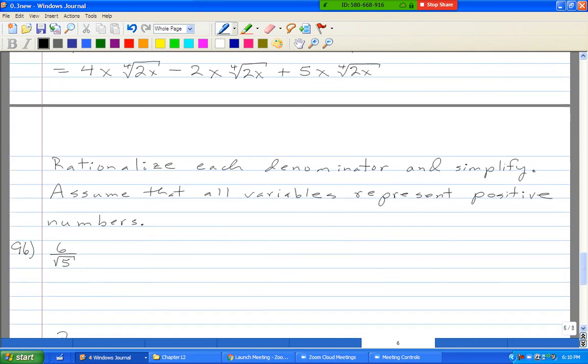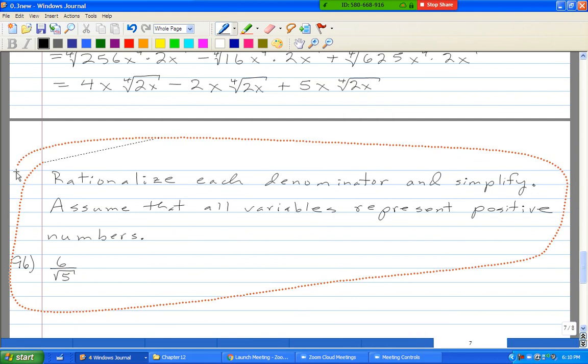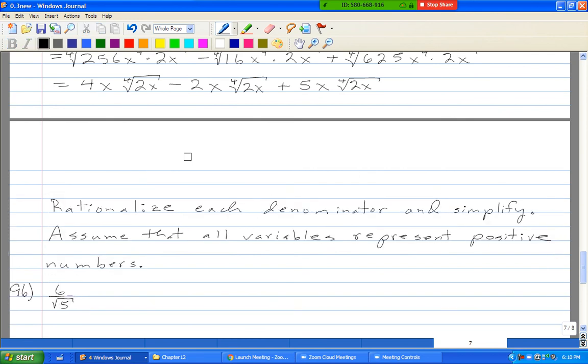And so I have the following. So this is equal to, well, notice I have an x rad 2x for each of these terms. So these are all like terms. So I have 4 of these minus 2 of these plus 5 of them, which is 7 of these, 7x rad 2x. And that is your answer.